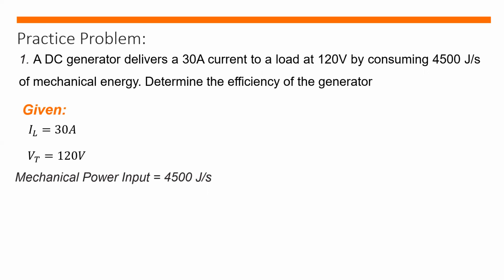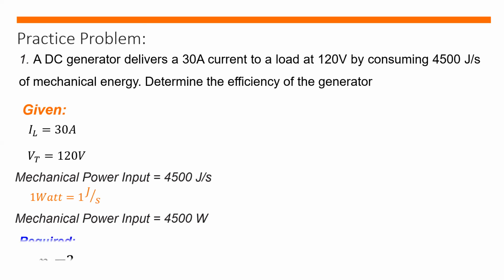So let us write all the given first. The load current is equals to 30 amperes. The terminal voltage is equals to 120 volts. The mechanical power input is equals to 4,500 joules per second. So we all know that 1 watt is equals to 1 joule per second. So meaning, yung mechanical power input natin na 4,500 joules per second is equivalent to 4,500 watts.